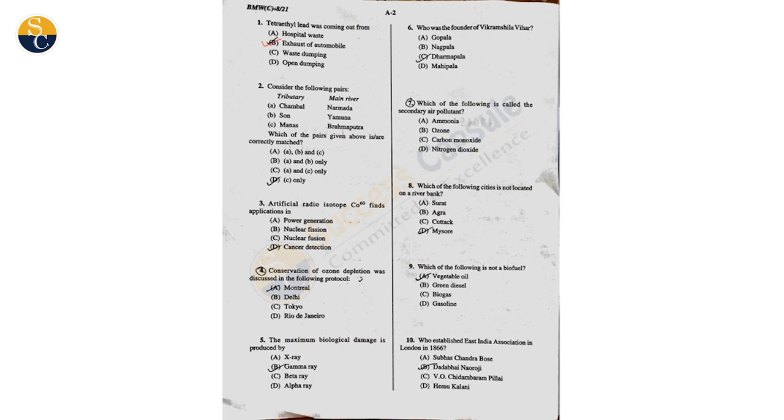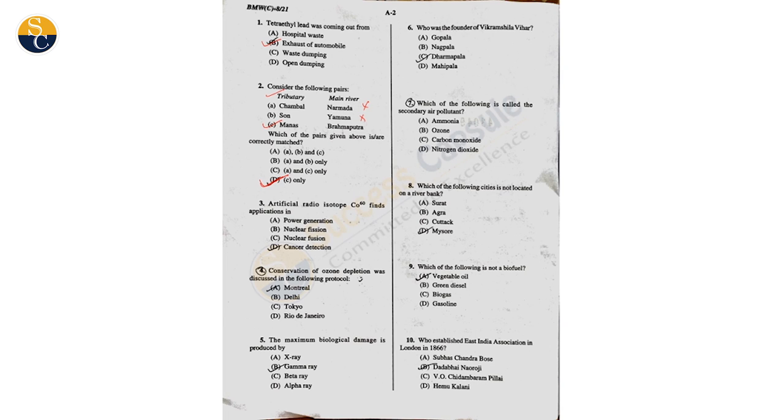Next, consider the following pairs. You are provided with tributaries and main river. So river Chambal is the biggest tributary of Jamuna. It rises in MP. Next comes Son river. Son rises in Amarkantak plateau in MP. It is a major tributary of Ganges. So again, these two are incorrect. Manas is the main tributary of river Brahmaputra. So C is the correct answer. So D, C only is the correct answer here.